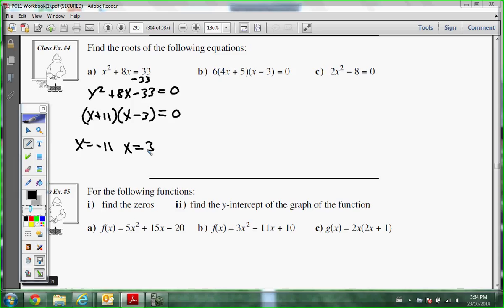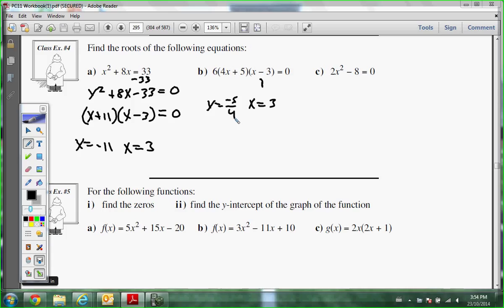Good. Okay, part B is already factored for you. You don't have to, I know when you first saw it, you probably thought I should FOIL this out. We don't want to FOIL it out because it's already good to go. What's this one's answer? That's the easy one. Positive 3. And then you remember how to do this one? Negative 5 over 4. Because you're going to minus a 5 divided by 4. Okay, good. And C. It's already said equal to 0.